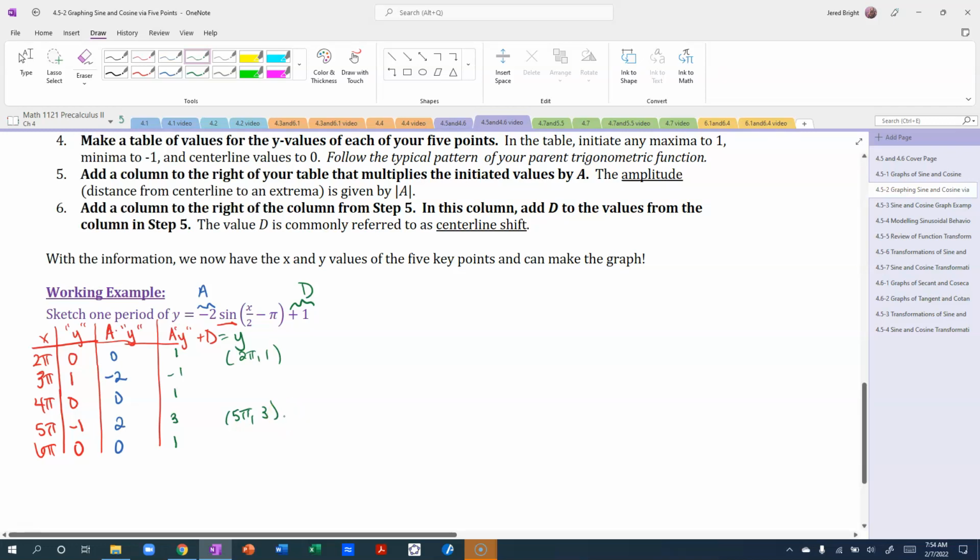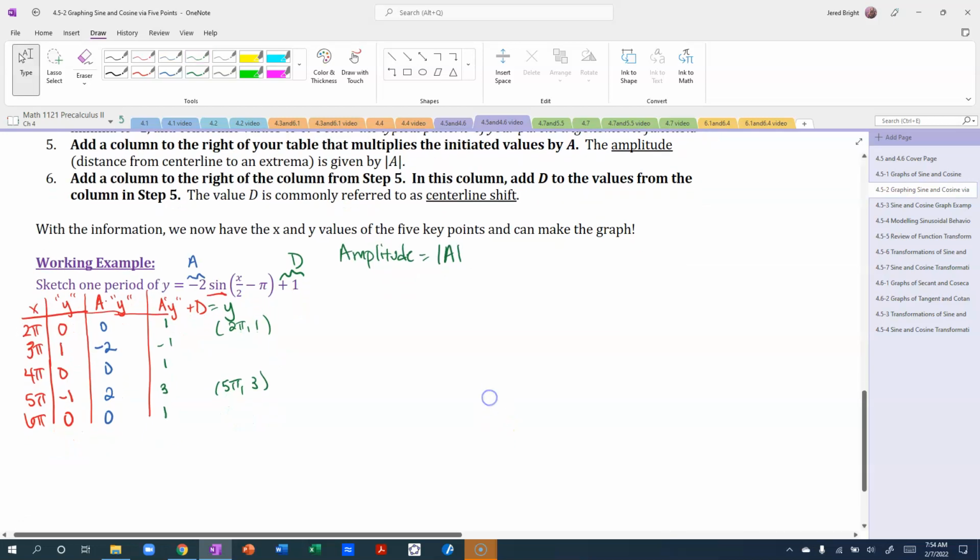Before I go on, I should also mention that D I commonly refer to as a centerline shift. Textbook doesn't call it that, but I have seen it referred to that. And A, if you take the absolute value of A, we talk about that as the amplitude. And amplitude is simply the distance, that's why we have absolute value, distance from center line to maximum or center line to minimum. Okay, so now we're ready to sketch one period of this thing.